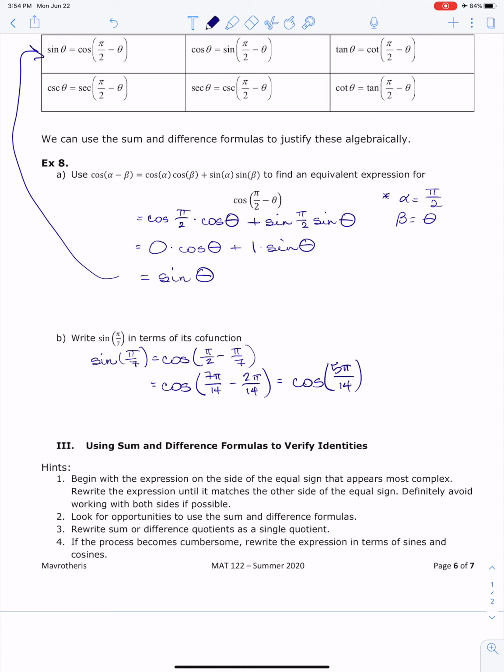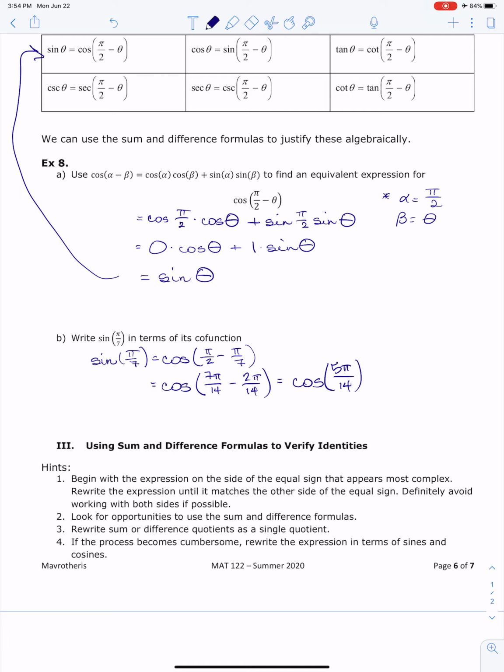Keep in mind that sometimes you may see patterns that make it easier to work with one side versus the other. It may not always be the most complex side, but if you don't know where to start, that's the best place. Okay, we're going to rewrite that expression until it matches the other side of the equal sign. We definitely do not want to work with both sides. What tends to happen then is we start multiplying across both sides and then we are changing values. We don't want to do that.